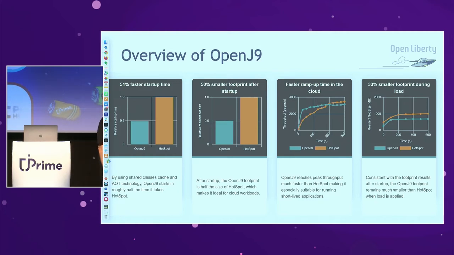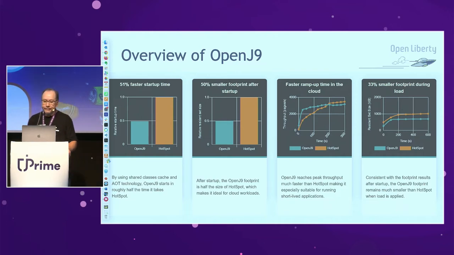It's got faster ramp-up time. Remember what ramp-up time was? It's fully optimized, ready to roll. So it gets there quicker. OpenJ9 gets there quicker than Hotspot. And then finally, the last graph, when it's all said and done and everything's running smoothly, it's handling requests, we're still taking up 33% less footprint than Hotspot. So with OpenJ9, you get more efficient cloud-native applications and microservices, according to these graphs. And it only gets better the more services you are running at the same time.